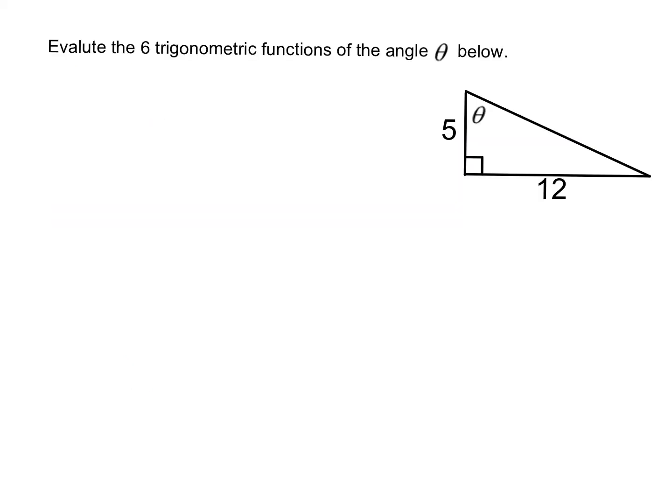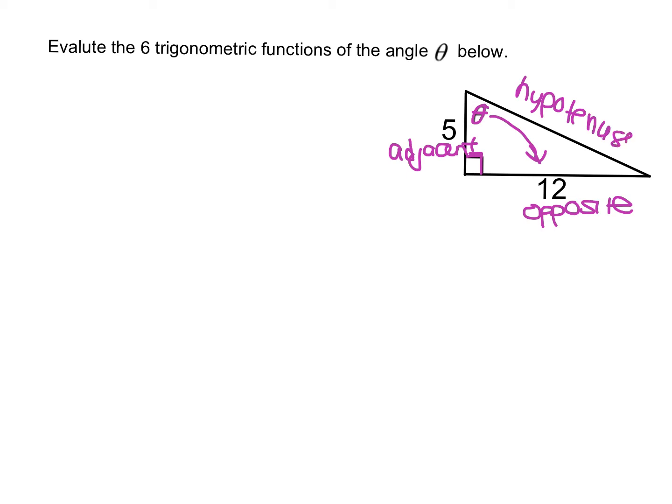So in this example here, we're going to evaluate the 6 trigonometric functions of the angle. Here we have this given angle, and we can see we have a right triangle, so we know that the trigonometric functions apply. The first thing I'm going to do is label the opposite, the adjacent, and the hypotenuse. Across from the angle is the opposite, so this is my opposite leg. Then 5 is next to it, so that's my adjacent leg. And then here across from the 90-degree angle is my hypotenuse.